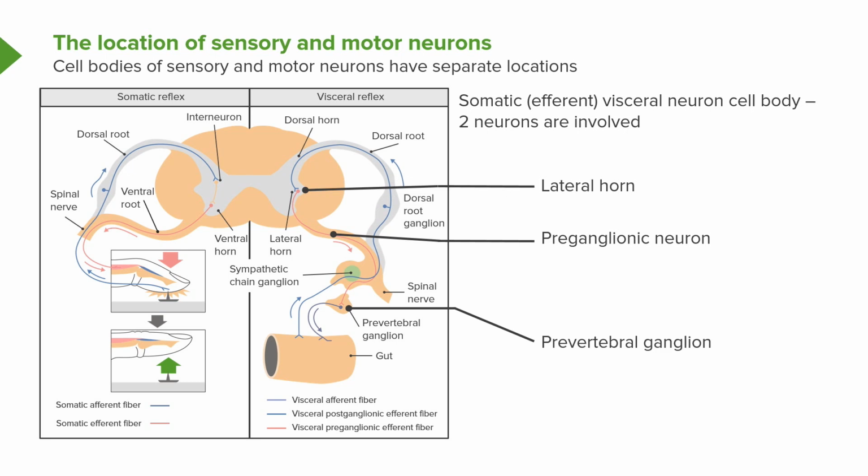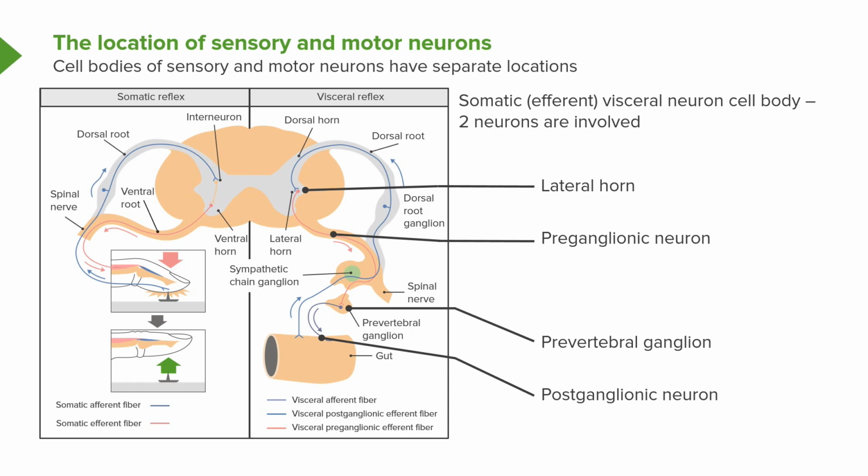And in this case, if you look very carefully, you can see the axon in the diagram moving its way out of the ventral root as well, travelling out of the spinal cord, and it travels to this structure called a prevertebral ganglion. This prevertebral ganglion is really just outside the spinal cord, and I'll talk about this in more detail later on. That's where the postganglionic neuron is located, and its axon then travels and innervates the smooth muscle.